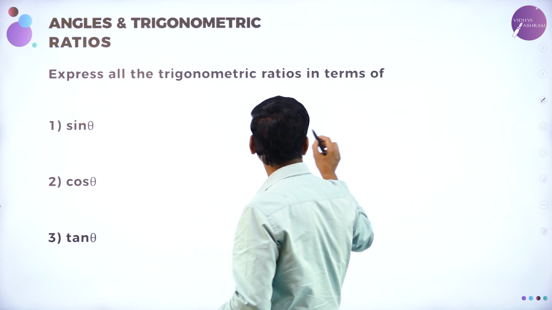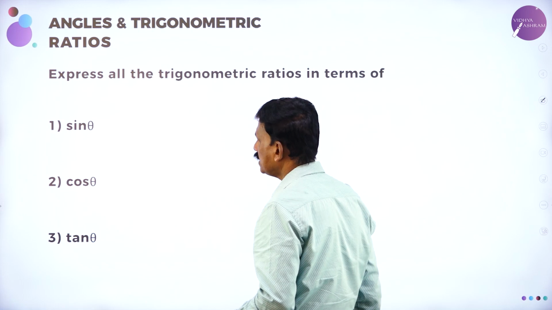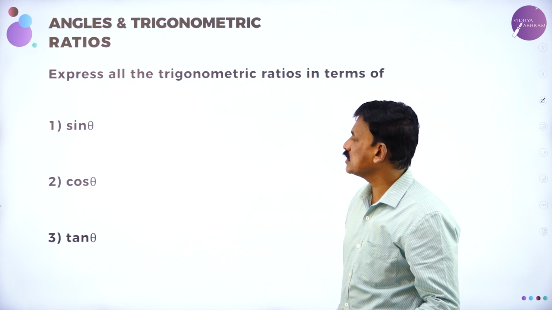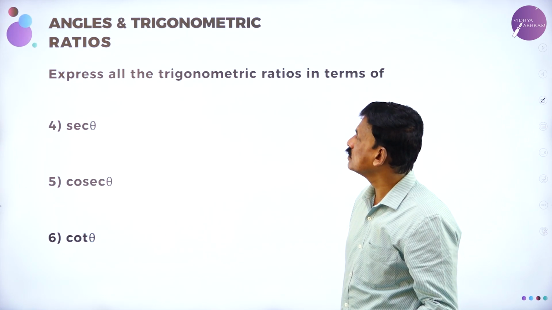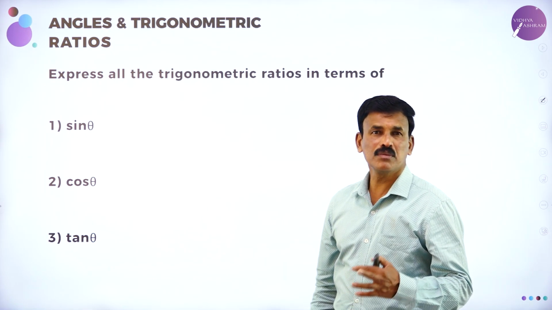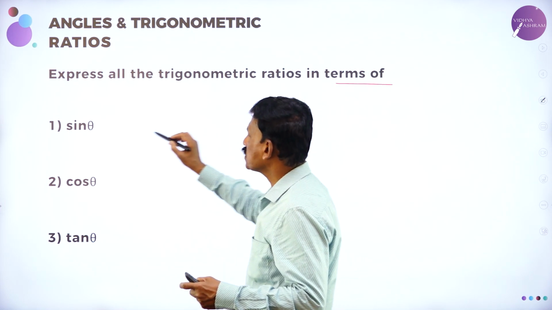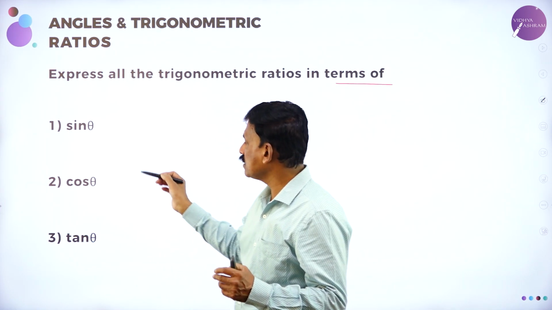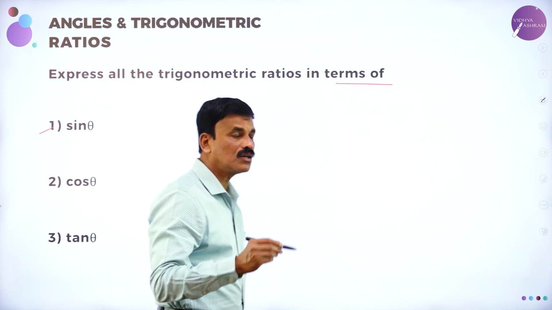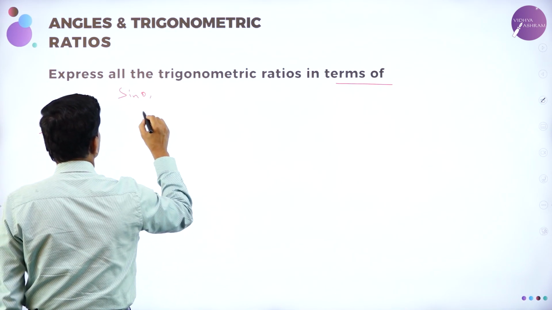Express all the trigonometrical ratios in terms of sin theta, cos theta and tan theta. Secant theta, cosecant theta and cot theta. Now, the next type of problem is to express all the trigonometrical ratios in terms of, let us express all in terms of sin theta first, then cos theta and tan theta. Now, let us come to the first one, sin theta.